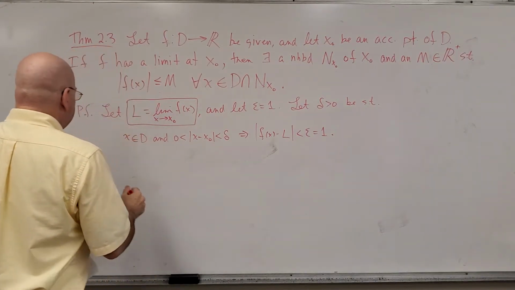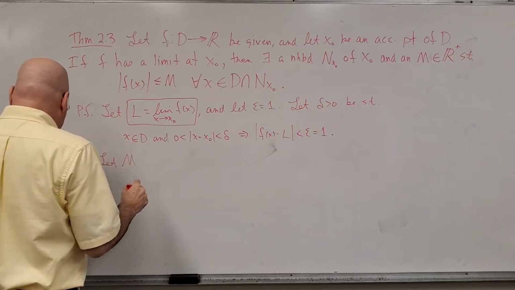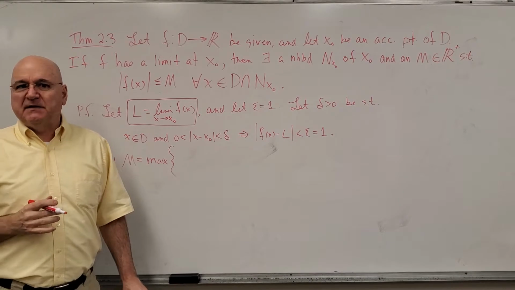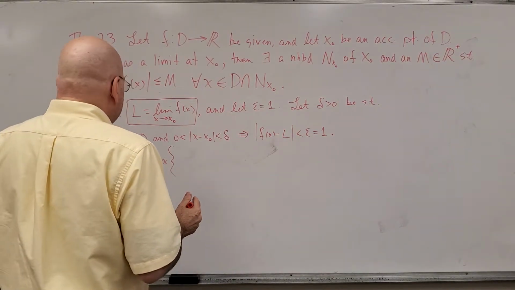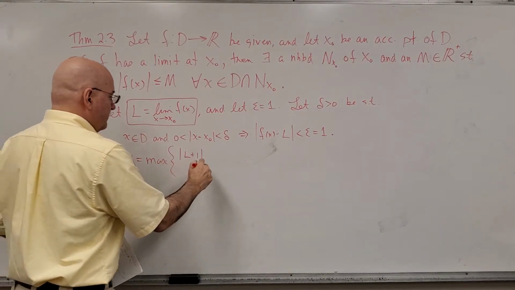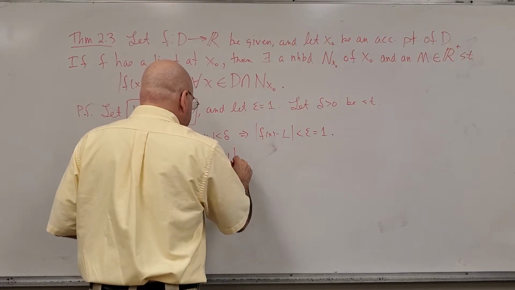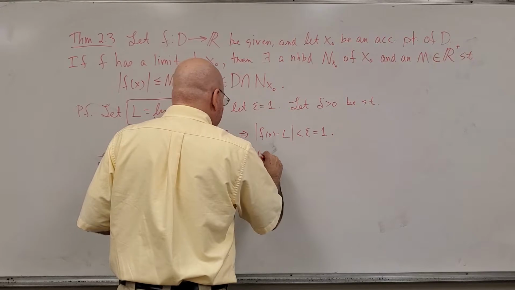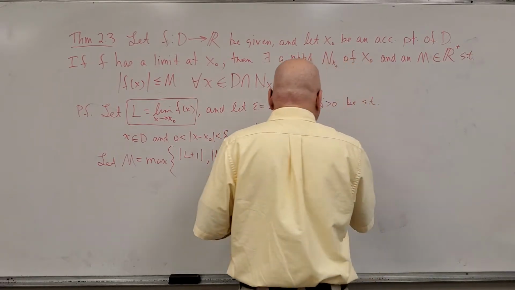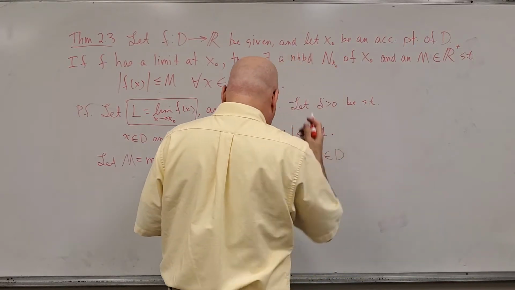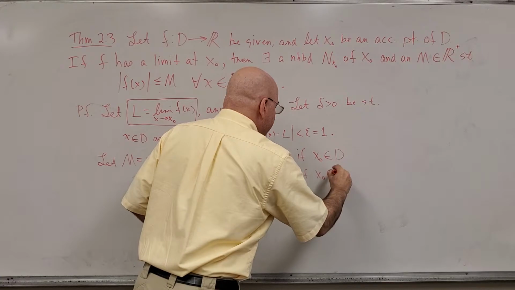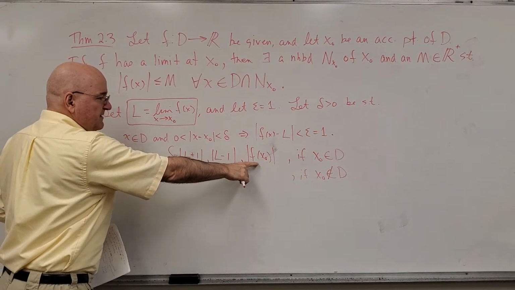Actually, another sentence or two and we'll be done. Now we need a capital M. Let M equal the maximum of two expressions, and it'll be clear why I need to do this. It's going to be the maximum of the absolute value of L plus 1, the absolute value of L minus 1, and the absolute value of f of x naught. That's in the case where f of x naught exists, if x naught is in the domain of the function. If x naught is not in the domain of the function, then we just remove this third part right here.